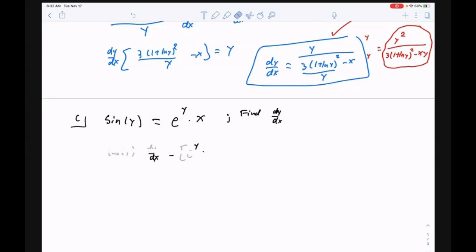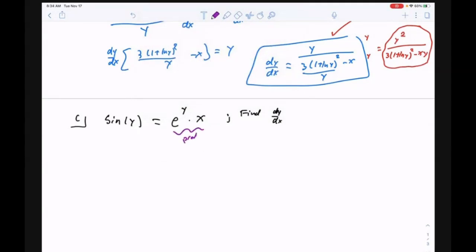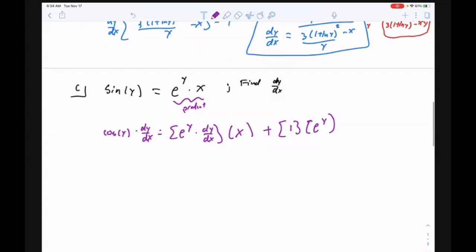Let me switch the color up real quick. Okay, so it would still be times dy dx times x. Then you have your plus, and then you have your e to the power y. Well, I like to do it as the 1. Oh yeah, 1 times e to the power y. In the end, it's going to be the same thing, but just for the purposes of writing our notes, how to do it. So it's a product rule.